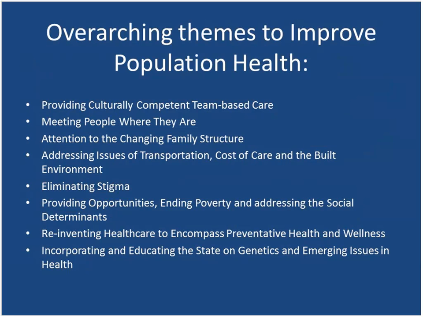So the overarching themes then: provide culturally competent team-based care. So right back to the triple aim as we know it, and as we have been discussing. We identified that we should be meeting people where they are. We need to pay attention to the changing family structure, and that also traced back to both teenagers who were parents, but also middle-aged people who are grandparents, and there's a changing family structure overall.